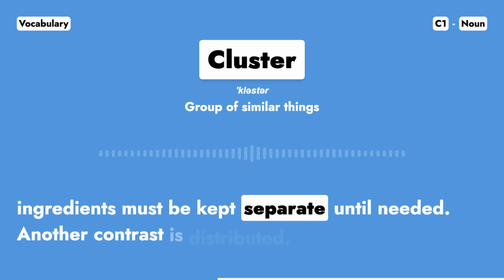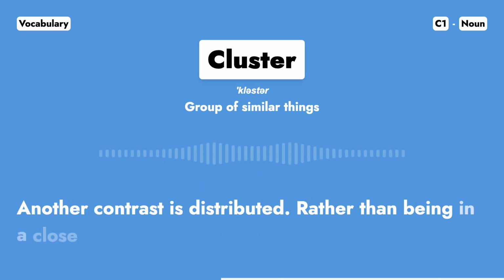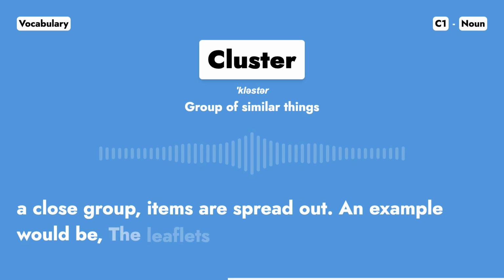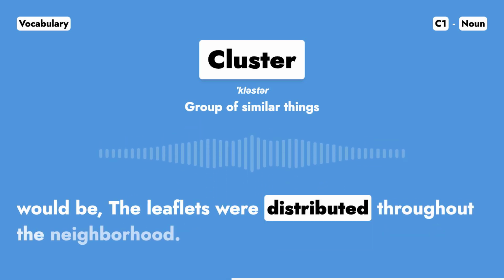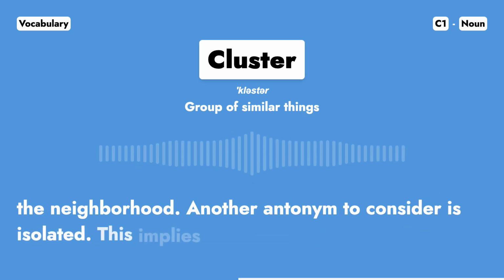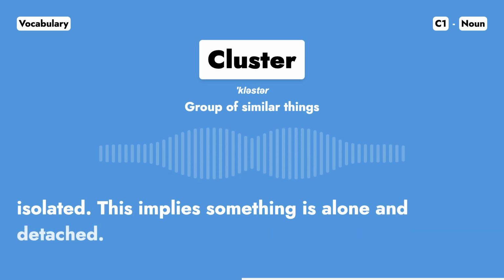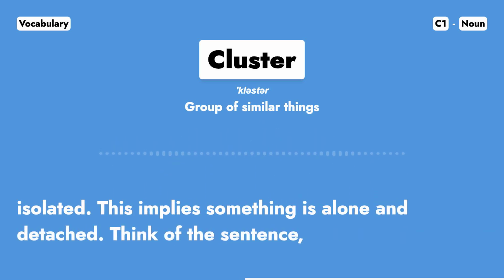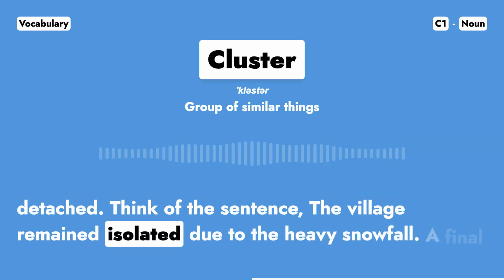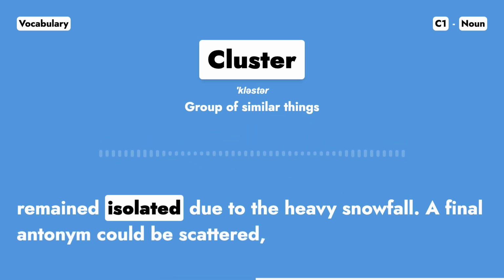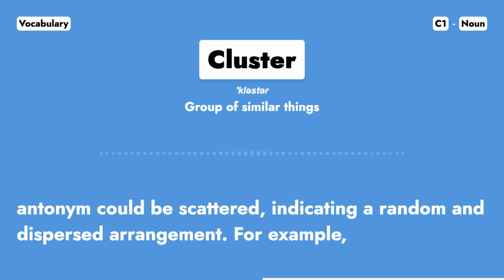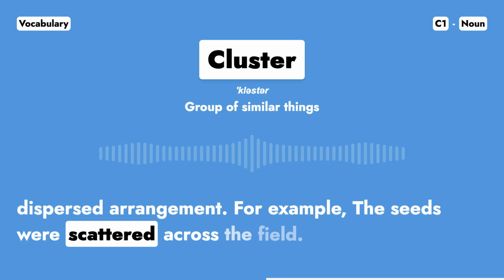Another contrast is distributed. Rather than being in a close group, items are spread out. An example would be, the leaflets were distributed throughout the neighborhood. Another antonym to consider is isolated. This implies something is alone and detached. Think of the sentence, the village remained isolated due to the heavy snowfall. A final antonym could be scattered, indicating a random and dispersed arrangement. For example, the seeds were scattered across the field.